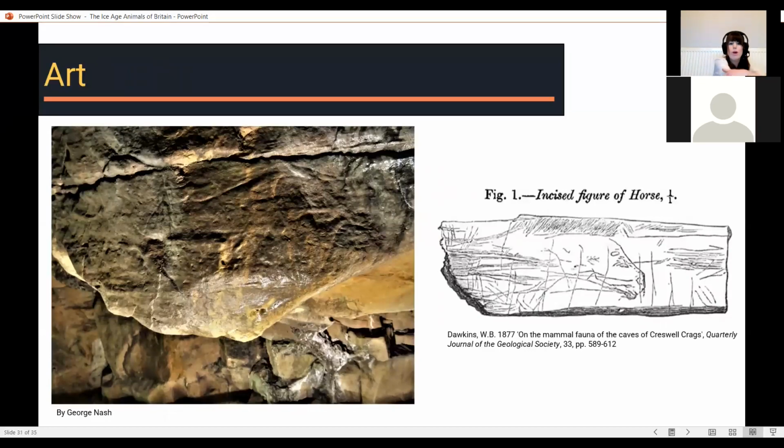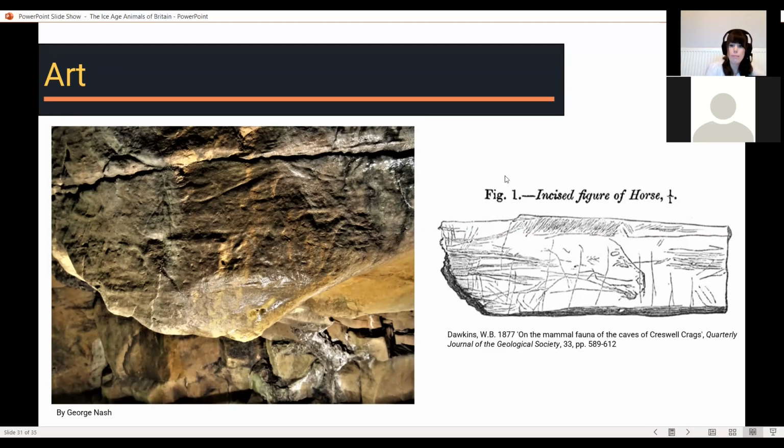And then art as well. Animals have been incorporated in Paleolithic art as well. So again, we've got two nice examples from Creswell Crags here. So we have cave art engravings in Creswell Crags, particularly Church Hole. And these were discovered by Paul Pettitt, Paul Bahn, and Sergio Ripoll in 2003. And one of my favourite examples of the rock art is the bison.